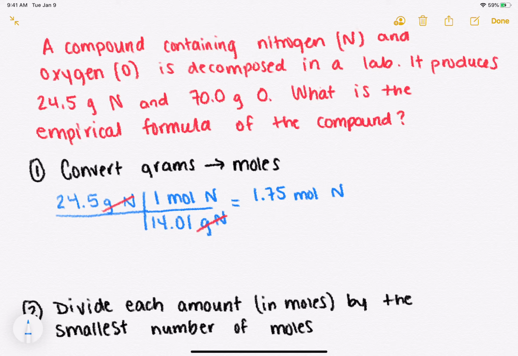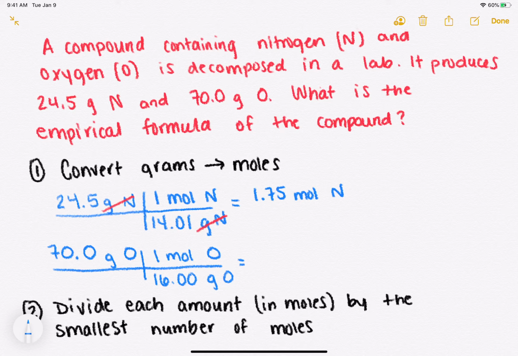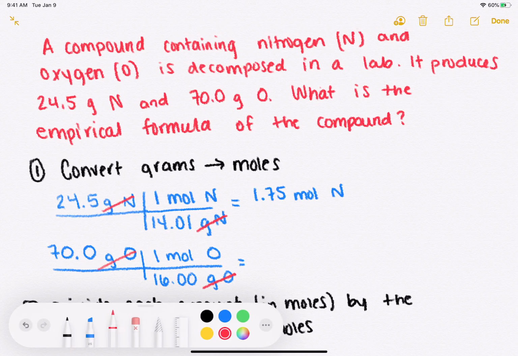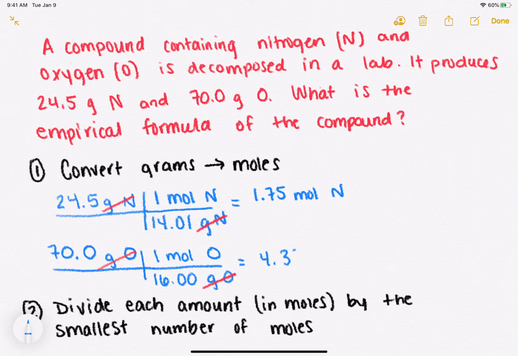We'll also do the same thing for oxygen, starting with 70.0 grams of oxygen. The molar mass of oxygen is 16.00 grams of oxygen per mole of oxygen. And again, we just get that from the periodic table. Grams of oxygen cancels with grams of oxygen, and that should give us 4.38 moles of oxygen. So we finished our first step. We converted grams to moles.